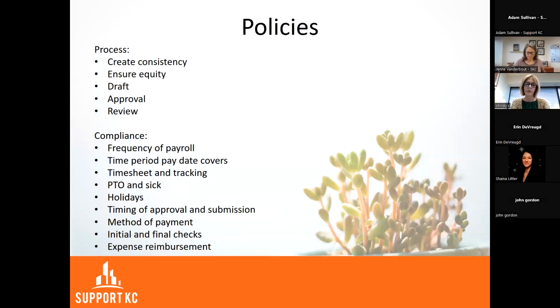And then I also included expense reimbursement. Sometimes expense reimbursement is done through payroll, and that could be additional benefits, long-term care, life insurance, but even auto and other incidentals. So there should be a policy around expense reimbursement, especially if you're doing that as part of your payroll process.